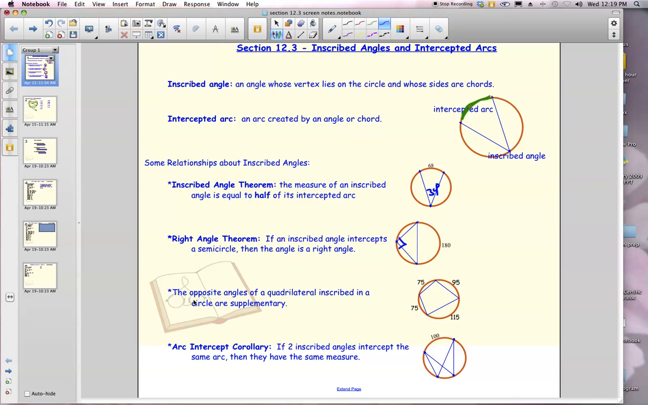The opposite angles of a quadrilateral inscribed in a circle are supplementary. You get that by simply realizing that each one is an inscribed angle. So for example, this one cuts from here to here, so it would be half of its intercepted arc. Now its intercepted arc is the 75 plus the 95 put together. When you add those together, you get 170, and then half of that would be 85. So the measure of this angle would be 85.